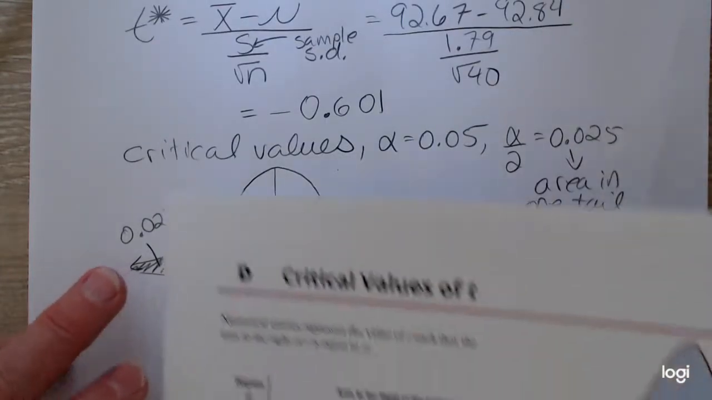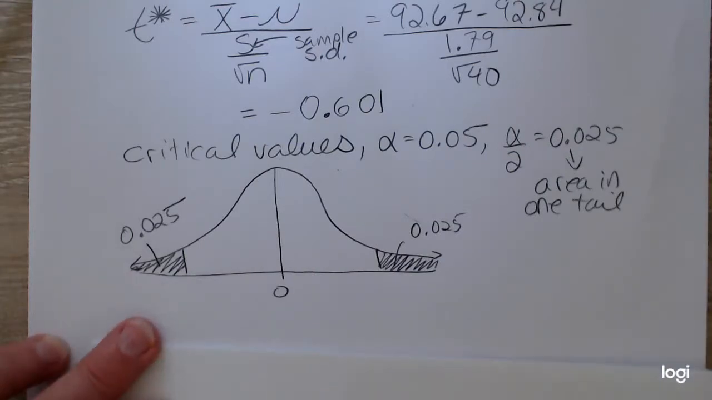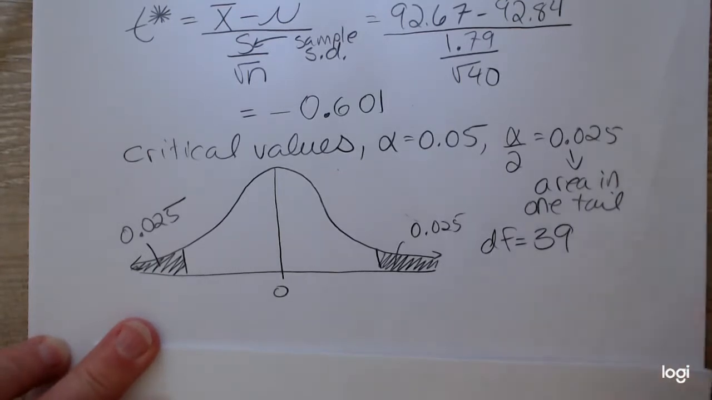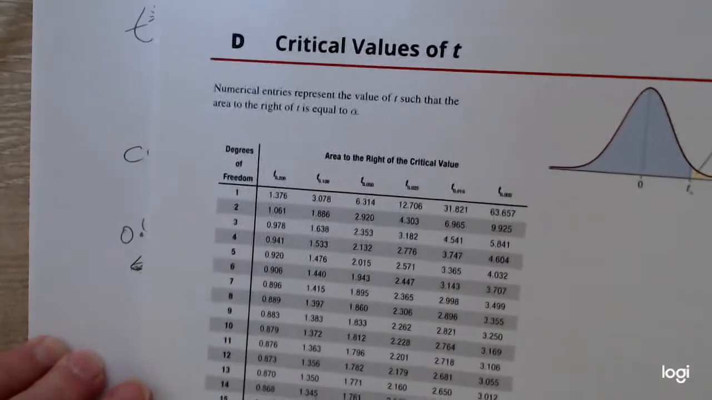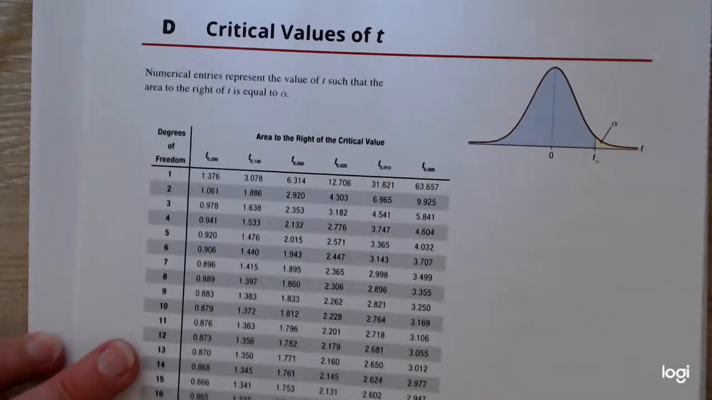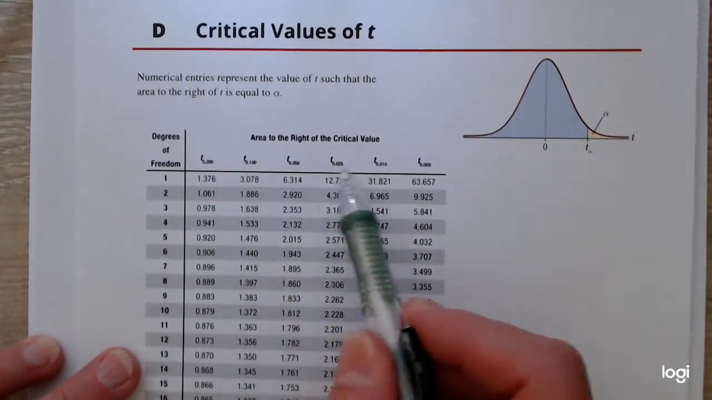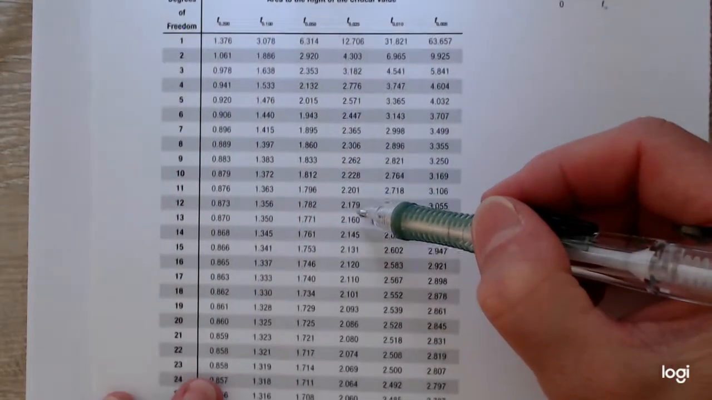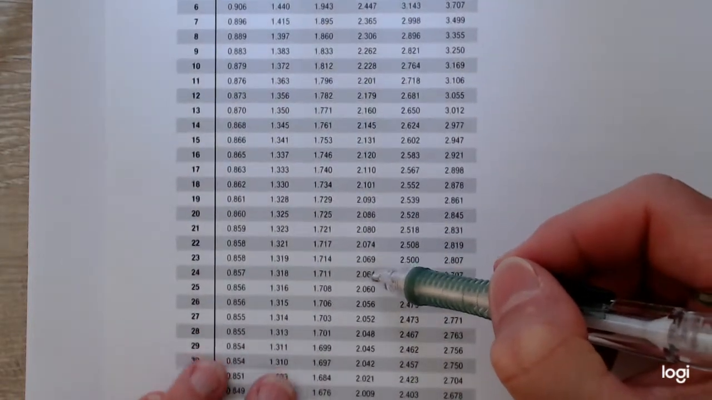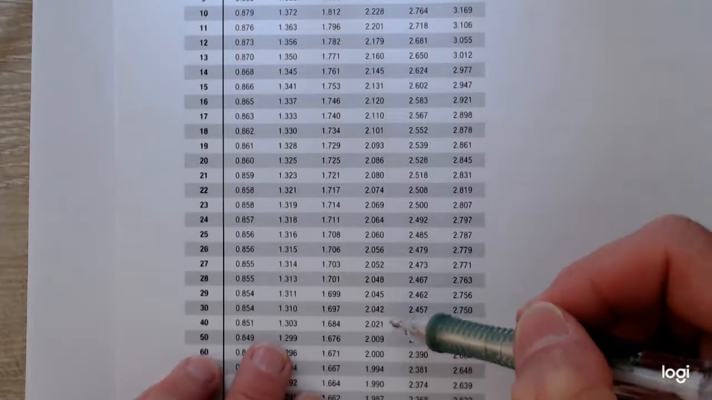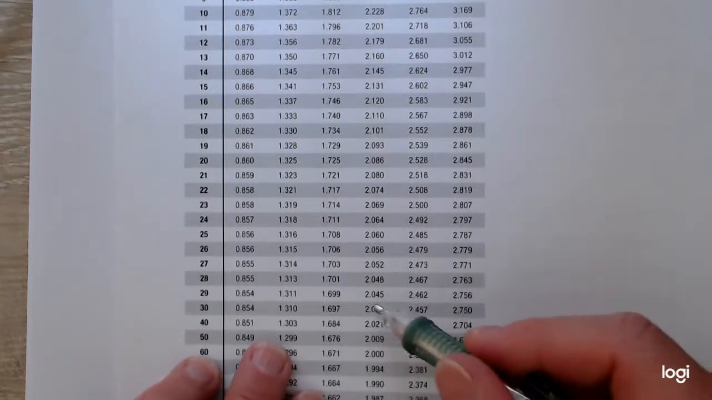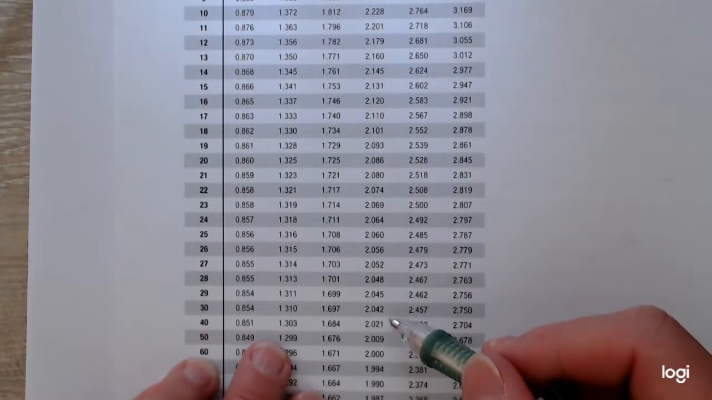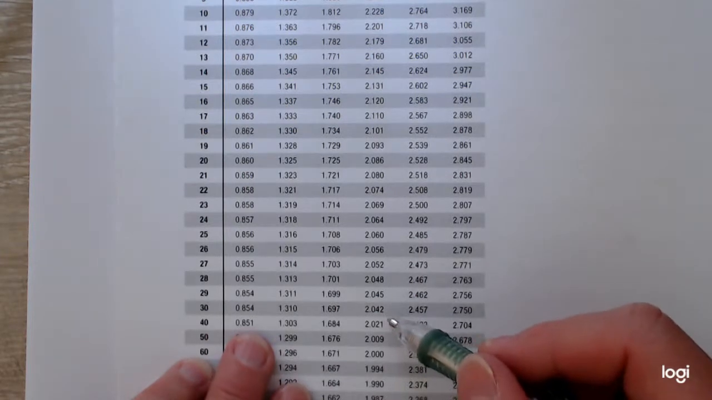All right, so I have 0.025 amount of area in each tail. My degrees of freedom is going to be 39. Remember, the degrees of freedom is n-1. And reading over the top of the table to 0.025 and down to 39 degrees of freedom. Oh shoot, this one is not in the table. My apologies. I happened to pick an example that doesn't have 39 in the table.